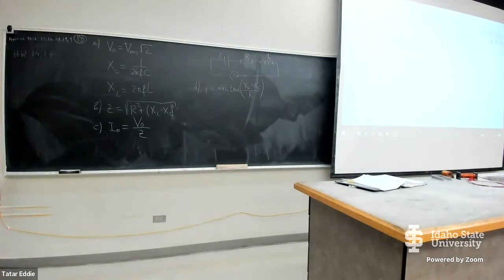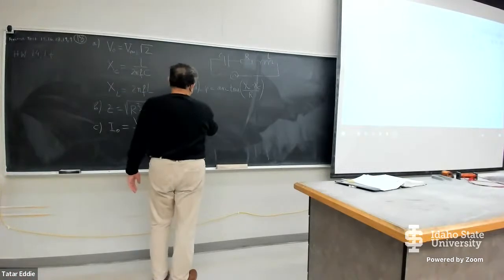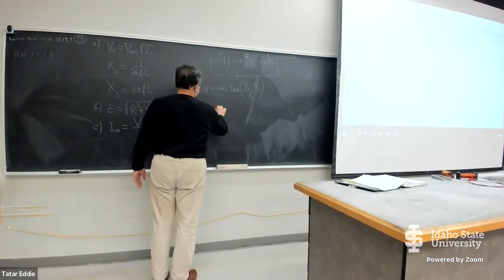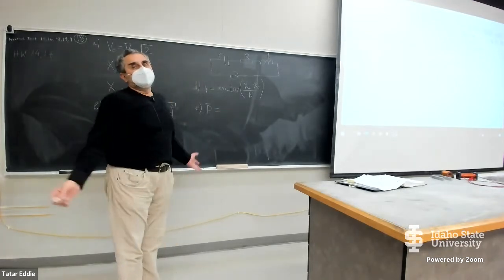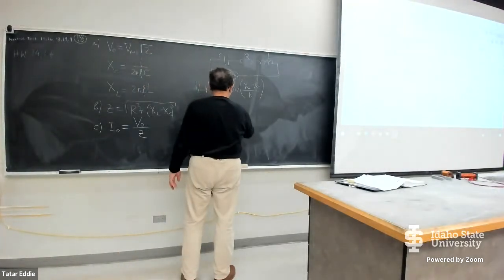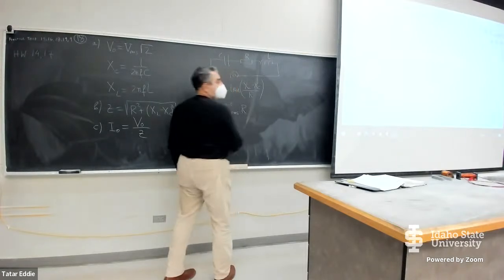Part E, okay. Average power supplied to the circuit. So you can do it in different ways. Well, you can say that average power is RMS value of the current squared times resistance, for example.